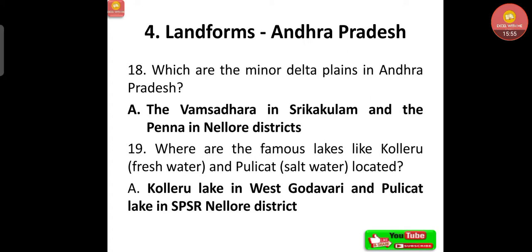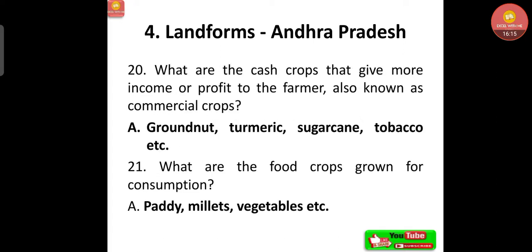Which are the minor delta plains in Andhra Pradesh? That is the Vamsadhara in Srikakulam and the Penna in Nellore districts. Where are the famous lakes like Kolleru, that is freshwater, and Pulikat, that is saltwater, located? Kolleru Lake in West Godavari and Pulikat Lake in SPSR Nellore district.